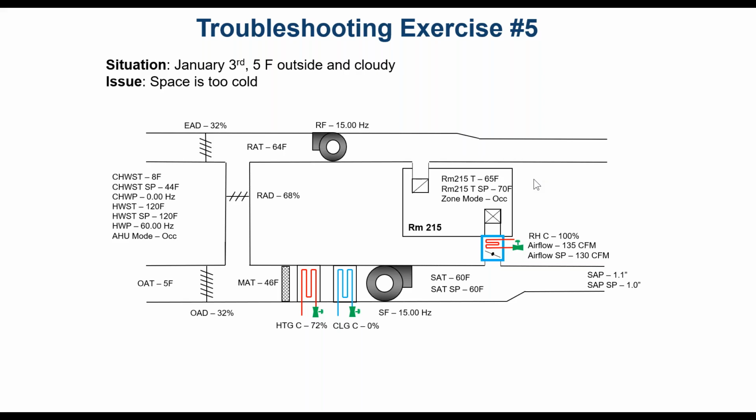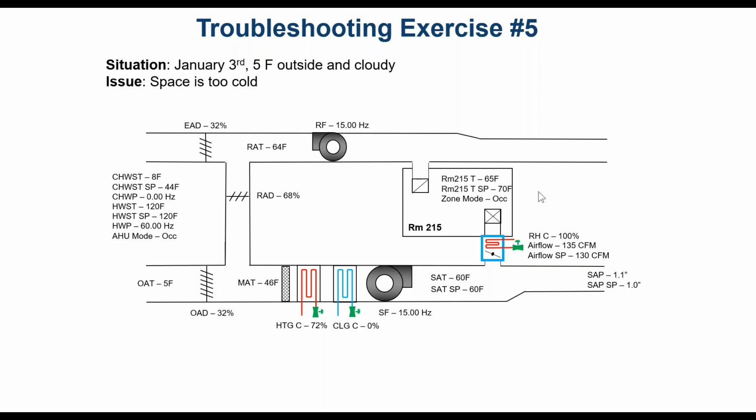Step 3, is that variable being controlled for? Yes, we know that room 215 has a thermostat and we have a dedicated VAV box with some components in it dedicated to the temperature control of room 215. Step 4, investigate that control loop. Okay, so we're at a temperature of 65. We want to be at 70. What would we expect?